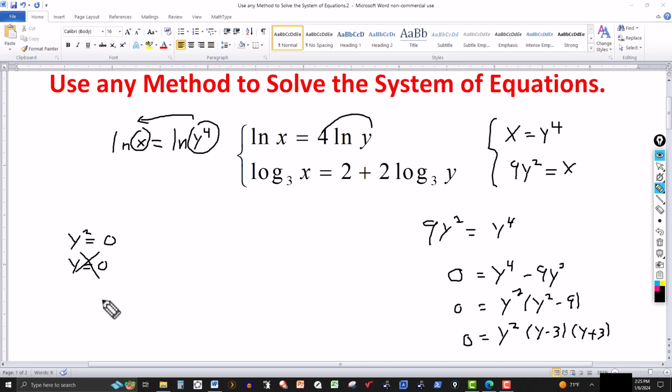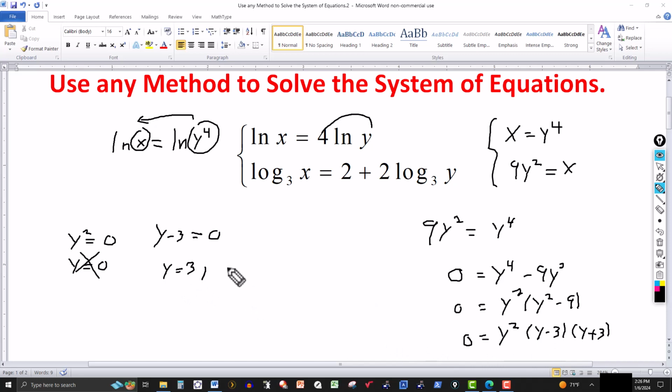This won't work. The next one then, y minus 3 can be 0. And the only way that can happen is if y is equal to 3. We can take the log of 3, so that's not a problem. So this would be a prospective solution. So we need to check it.